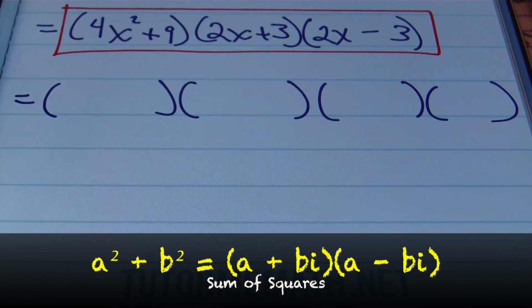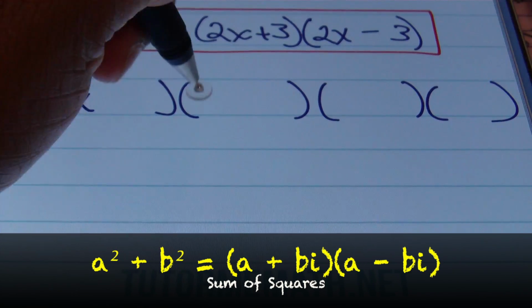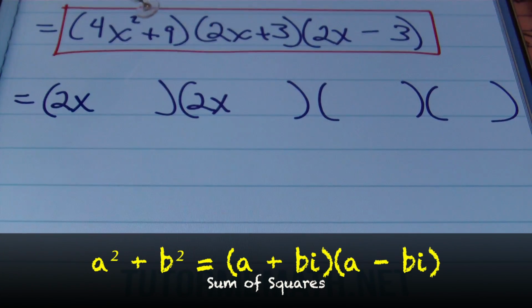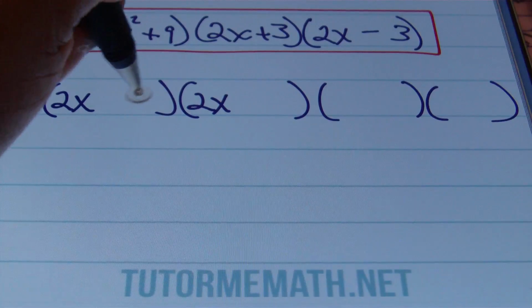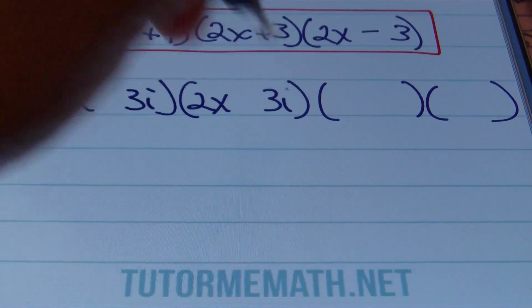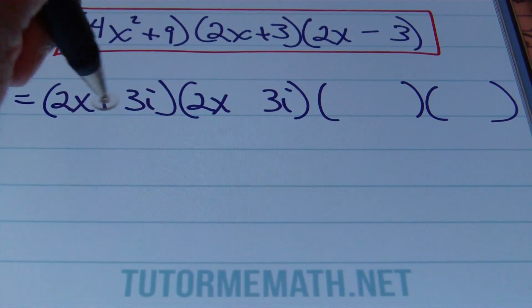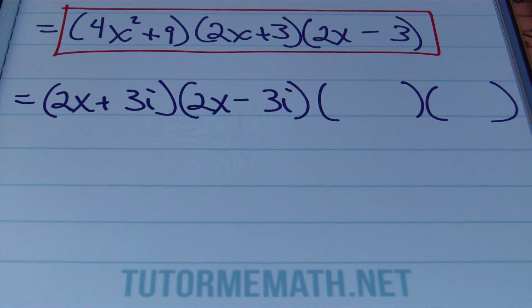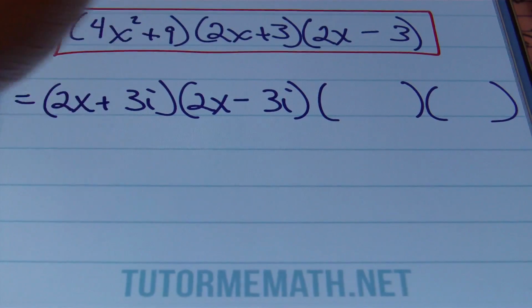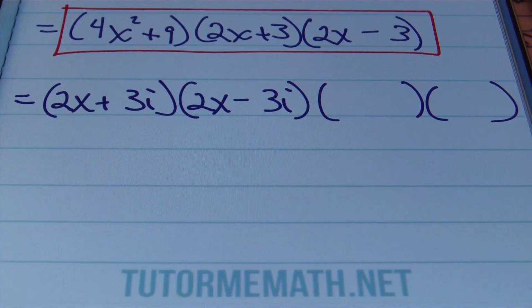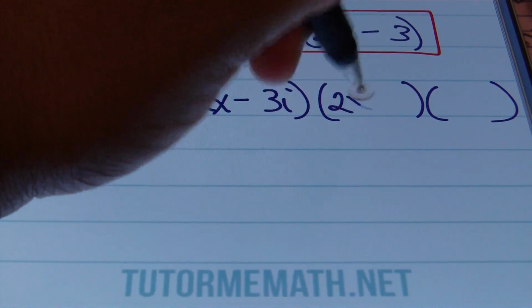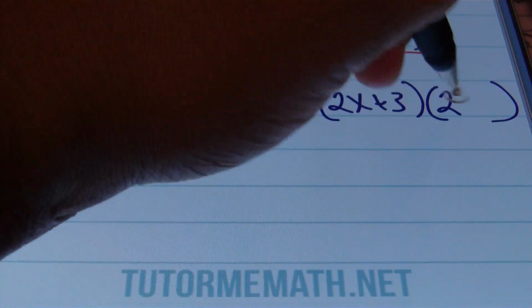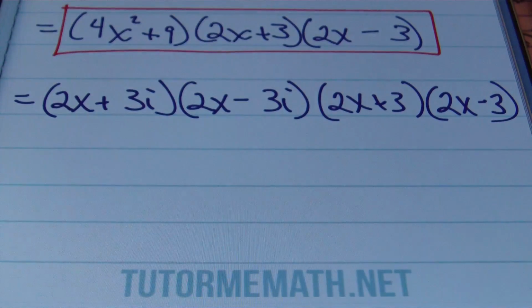So here we have it. The square root of 4x squared is 2x, so I have that there. The square root of 9 is 3. However, since this is part of a sum of squares, I'll need a plus 3i and a negative 3i for my second terms in those first 2 binomials. Then I'll be bringing down these last 2 binomials as is. So this is going to be 2x plus 3, and this is going to be 2x minus 3.